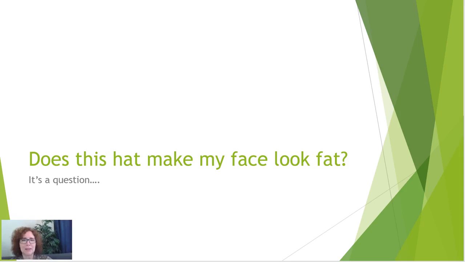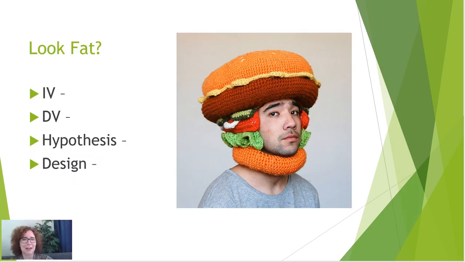Okay, does this hat make my face look fat? All right, so you want to go around campus. You want to wear this hat and ask 10 people on a scale of 1 to 5, does this make my face look fat? So what is the independent variable? Well, it's either wearing or not wearing the hat. That's the thing you're changing because it's independent. What's the dependent variable? Well, the dependent variable is the scale that you've created, 1 to 5, asking people how fat your face looks in the hat.